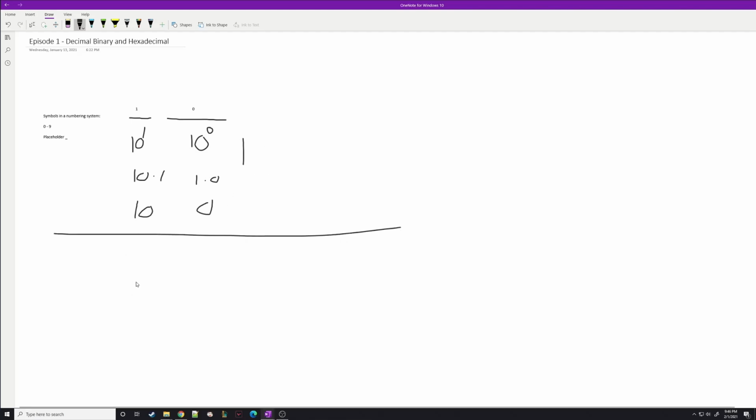So, let's talk about binary now. What is binary? Binary is what runs your computer. We have two symbols inside of binary. We can either have a 0 or a 1.